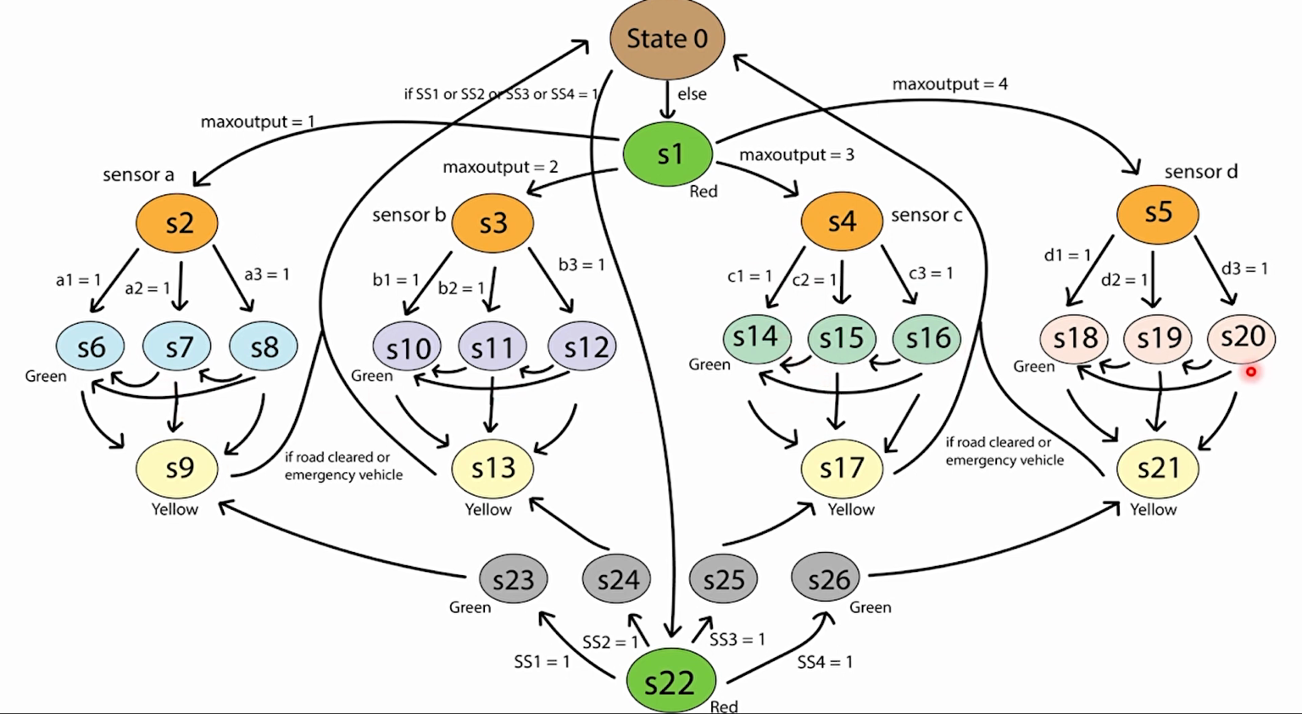Now, what will happen if there is an emergency vehicle? For emergency vehicles, S22 will be active. After that, the system will check for the road that has the emergency vehicle. Depending on the output of the sound sensors, we will move to either S23 or S24 or S25 or S26 for presence of emergency vehicles on road A, B, C or D respectively. These states will be active as long as the emergency vehicle is present. After that, we'll move to S9, S13, S17 or S21 for road A, B, C and D respectively.